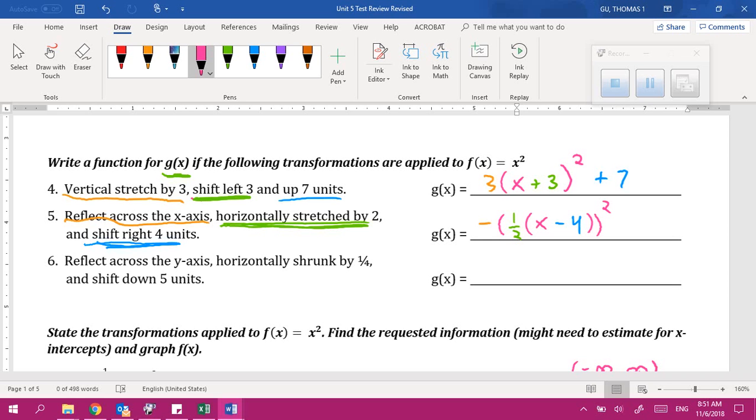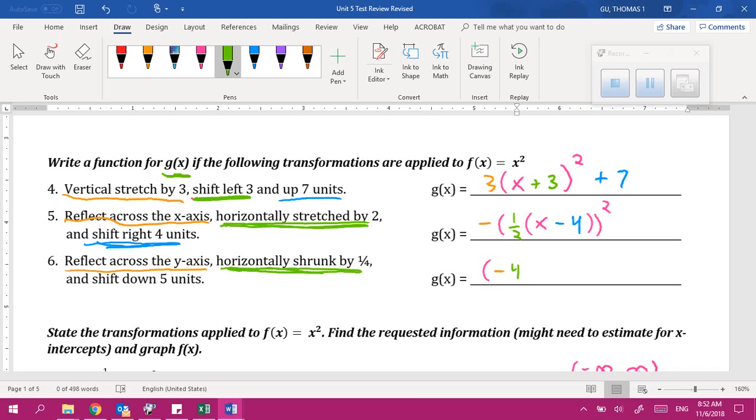All right, let's do the last one then. Right here it says reflect across the y-axis. So what am I going to write? Parentheses first and then a negative, right. Because if it's across the y-axis, it's going to be a negative on the inside of the parentheses. Then it says horizontally shrunk by 1/4. What value am I going to put? 4. That's right. Because you flip it, it's supposed to be a bigger than opposite.